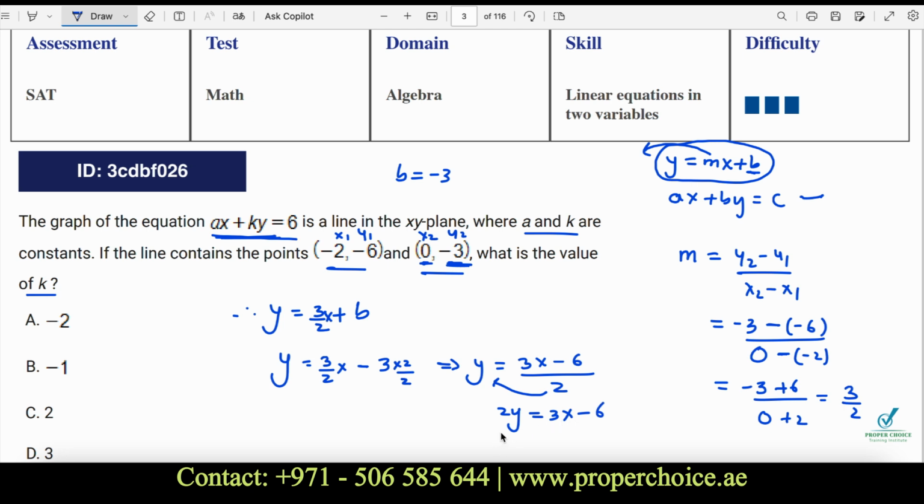And that's it. You can stop here itself, because the coefficient of y, what we are looking for, is the number in front of y, which is 2. So I should go with option C. Or if you want to rearrange it completely according to the format that has been given to us, you have to take this 3x to the other side, then it turns out to be negative 3x plus 2y equals minus 6.